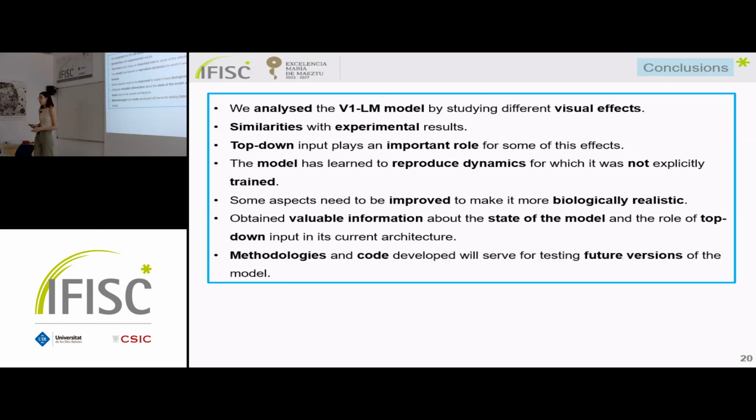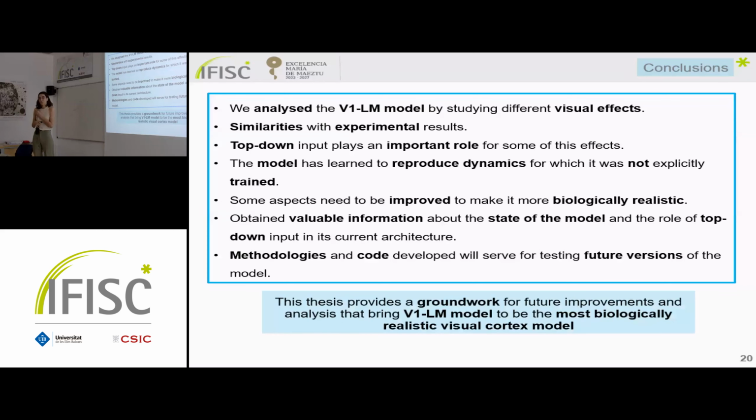And all the methodologies and the code that we developed, of course, will serve for testing future versions of the model. So as a final claim, I would like to say that I think that this thesis provides a groundwork for testing future versions of the model and doing future analysis that bring this V1LM model to be the most biologically realistic visual cortex model.